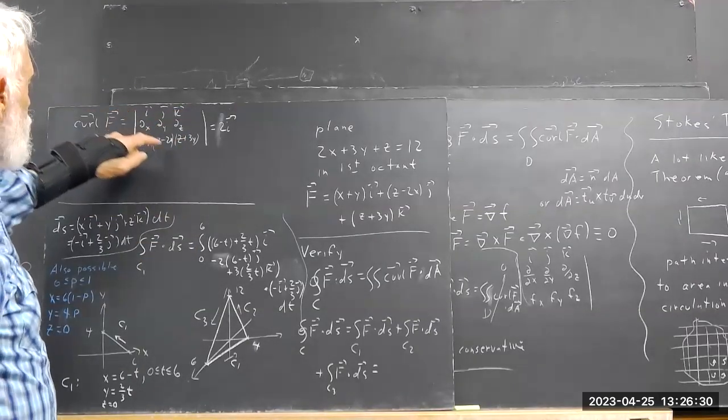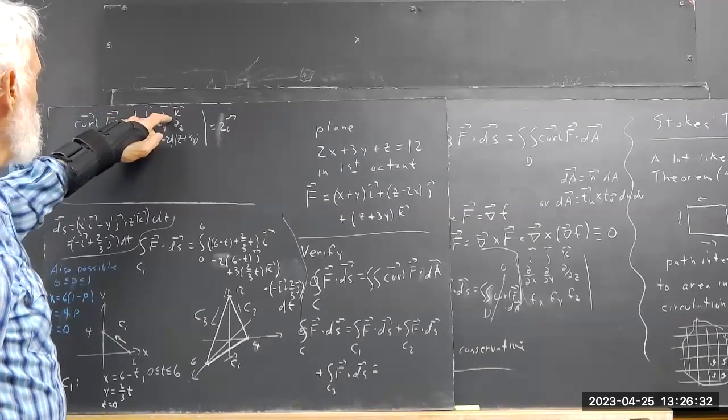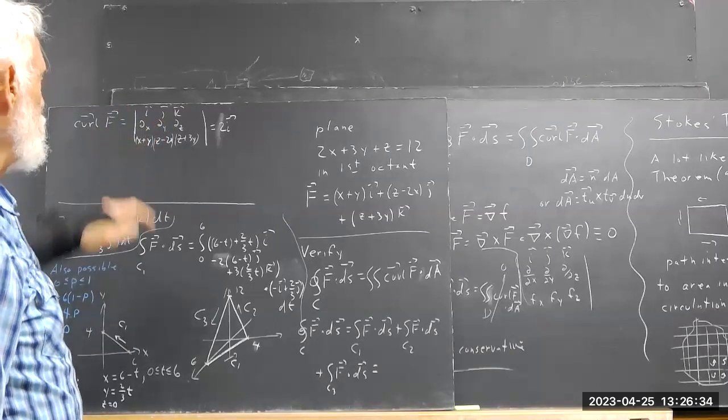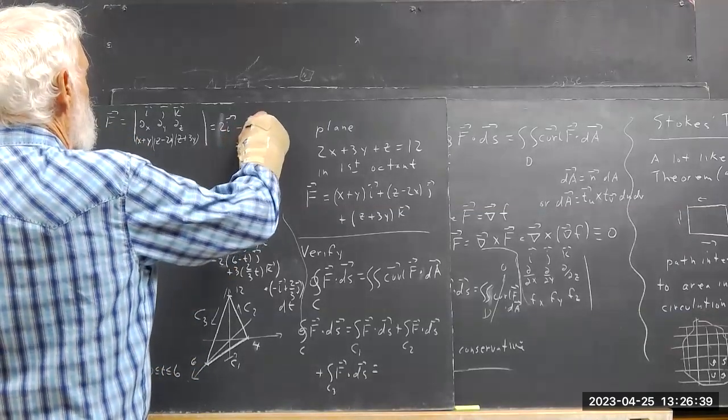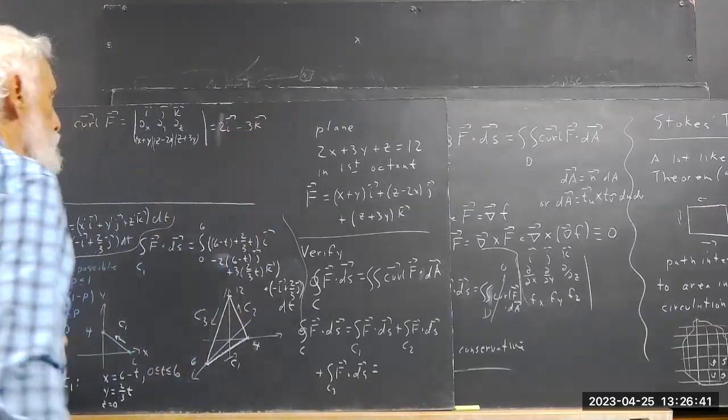Okay, the partial of this with respect to x is negative 2. The partial of this with respect to y is 1. It's this minus this. So it's going to be minus 3k.